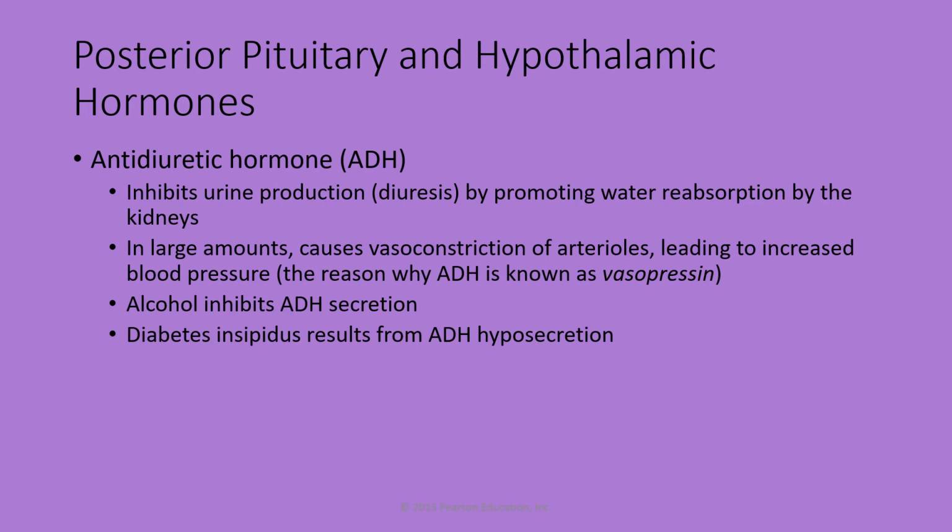ADH, or antidiuretic hormone, has target cells in the kidney. A diuretic increases urine production, so an antidiuretic decreases urine production and helps conserve water to keep you from getting dehydrated. As an example, alcohol inhibits the ADH, so therefore you have increased urine output and you do have an issue of potentially getting dehydrated.